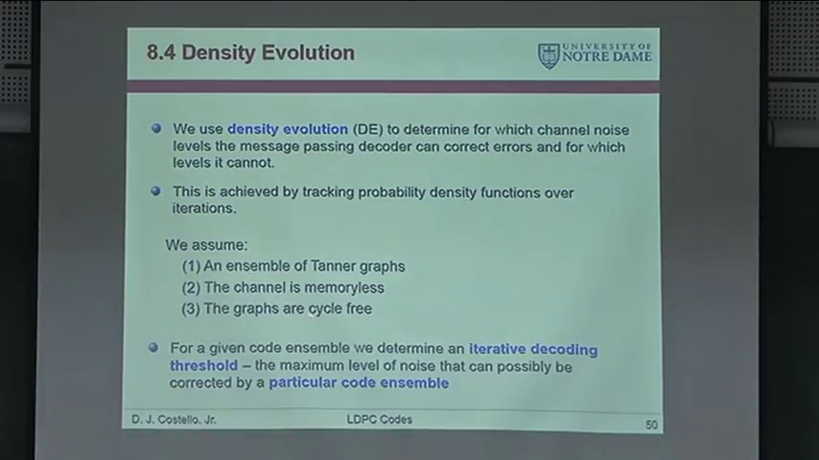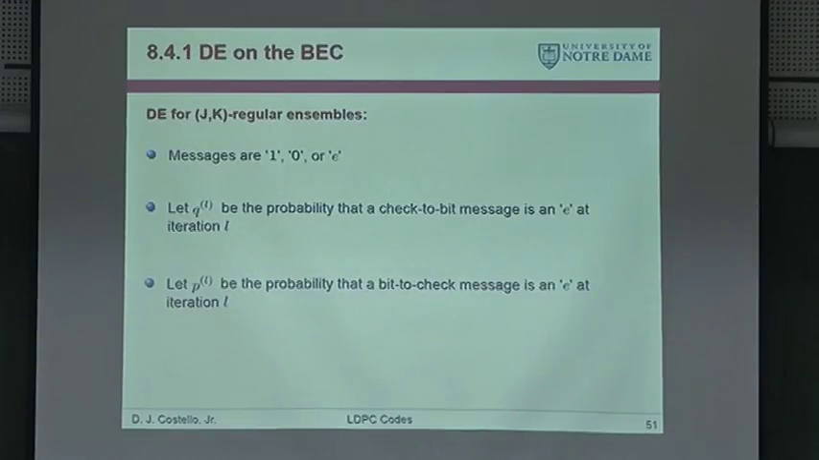So what we want, for a code ensemble, is to determine a threshold, an iterative decoding threshold, which we could think of in several ways. The maximum noise level for which we can possibly correct errors in this code ensemble. We could think of it as the minimum signal power needed to correct errors also. Minimum signal to noise ratio.